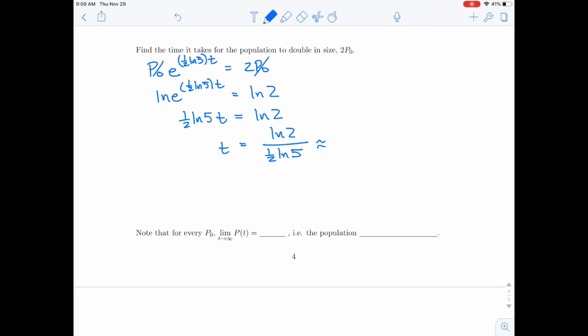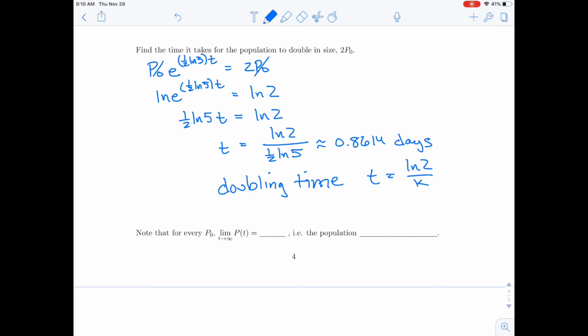And that's approximately 0.8614 days. So it takes a little less than a day for the bacteria population to double in size. This is called the doubling time. And you can find it by finding t equal to the natural log of 2 divided by the constant of proportionality k.